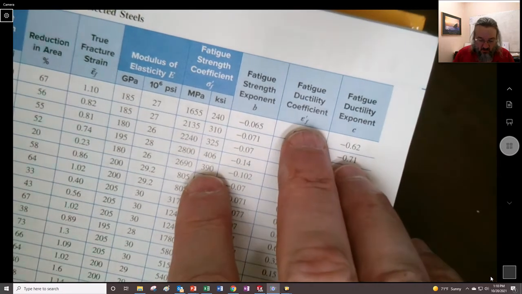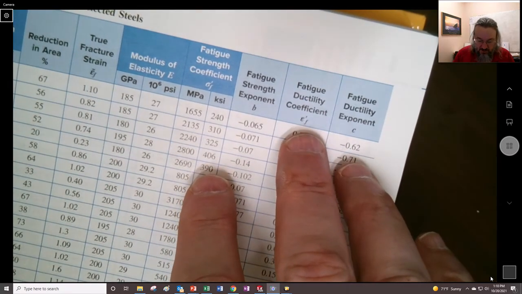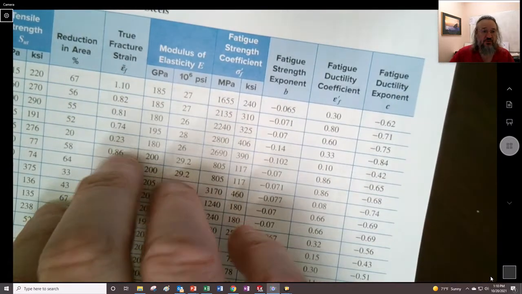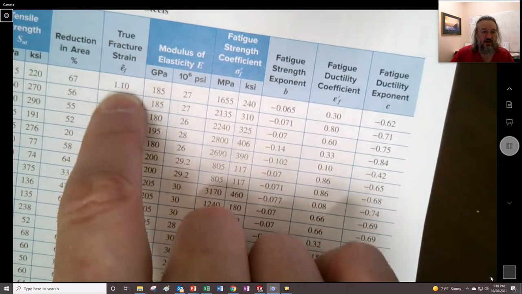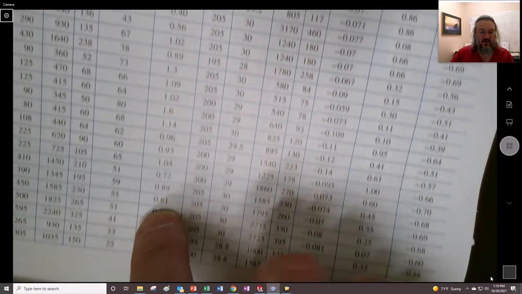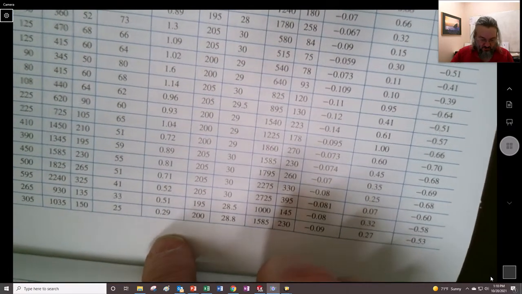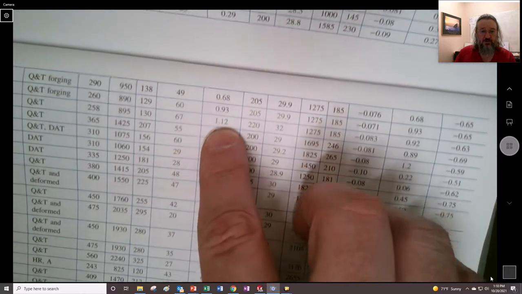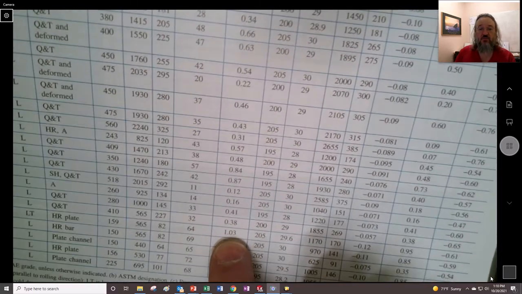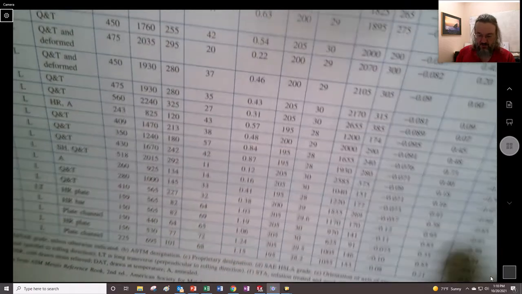This is a weird one, it looks very similar here, right? This symbol, but it's actually this guy, the true fracture strain. And once again, we don't see anything that would be considered a brittle material. We can continue down, and this really goes down a lot further. Nothing below 0.05, so none of those.